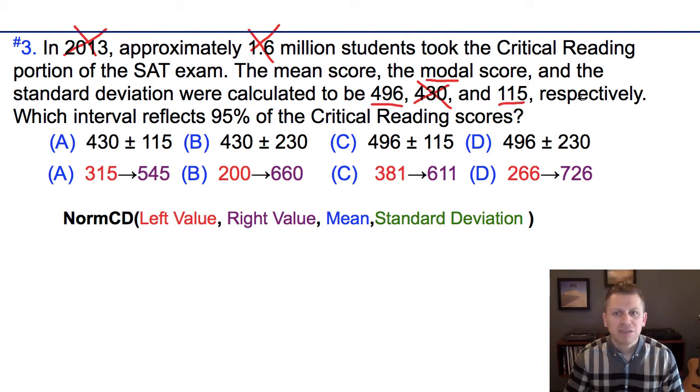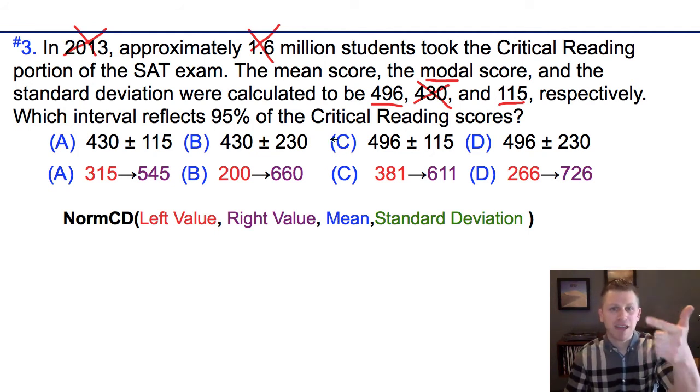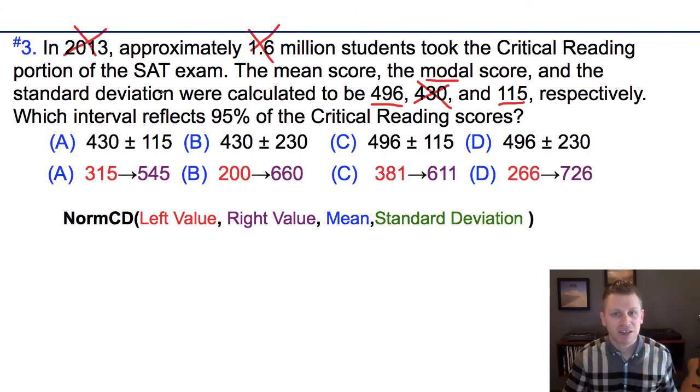When something says respectively, that means that the order that the information is presented is the same as the order of the information presented down here. Meaning they gave the mean, then the mode, then the standard deviation. So down here, this represents the mean, then the mode, then the standard deviation.